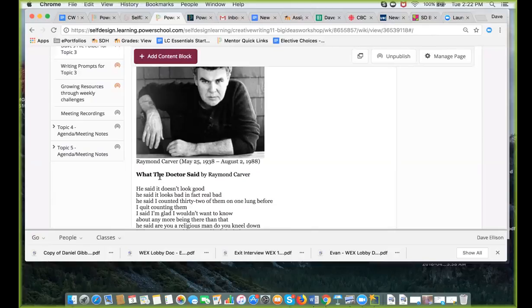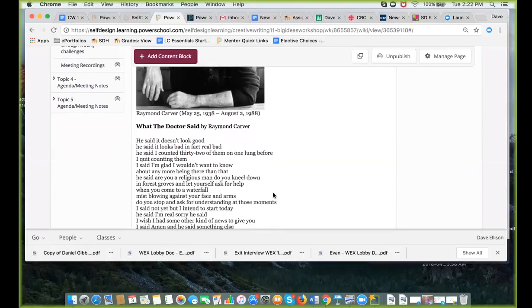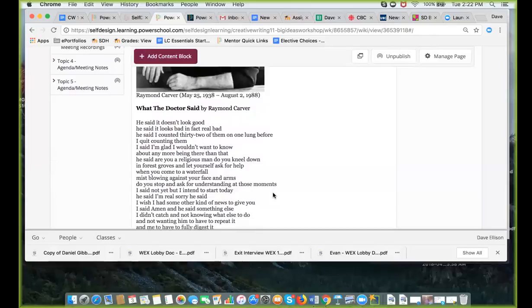Okay, I'll just read it. What the doctor said. He said, it doesn't look good. He said it looks bad, in fact, real bad. He said, I counted 32 of them on one lung before I quit counting them. I said, I'm glad. I wouldn't want to know about any more being there than that. He said, are you a religious man? Do you kneel down in forest groves and let yourself ask for help? And you come to a waterfall, this blowing against your face and arms. Do you stop and ask for understanding at those moments? I said, not yet, but I intend to start today.